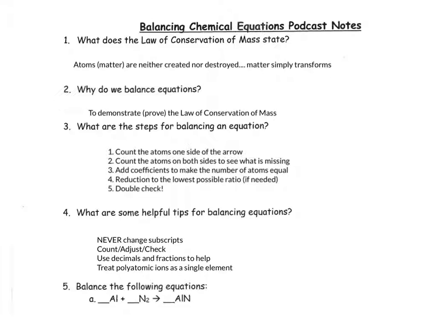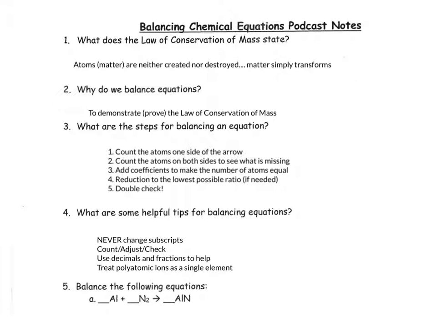And then, for the most part, you just treat polyatomic ions like they're a single element. They are on a list for a reason. They hang out together, and so you can basically treat them like eggs. So let me just show you what I mean by balancing an equation. So here I have aluminum plus nitrogen gas, and it's going to make aluminum nitride right here.